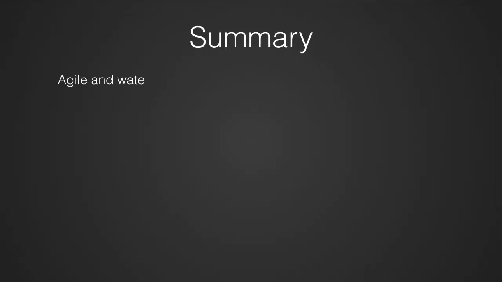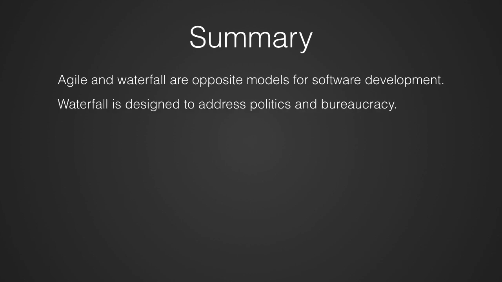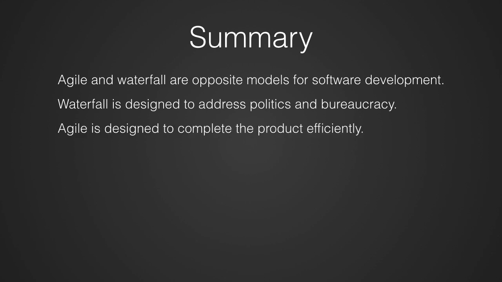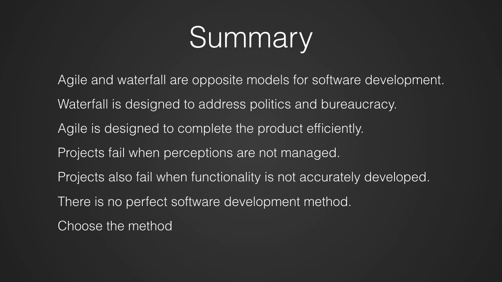In summary, Agile and Waterfall are opposite models for software development. Waterfall is designed to address politics and bureaucracy. Agile is designed to complete the product efficiently. Projects fail when perceptions are not managed. Projects also fail when functionality is not accurately developed. There is no perfect software development method, so choose the method that best fits the situation.